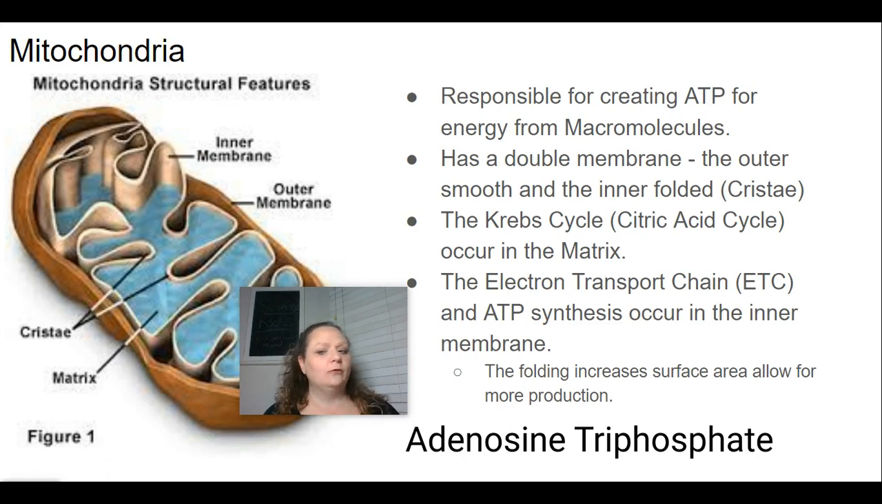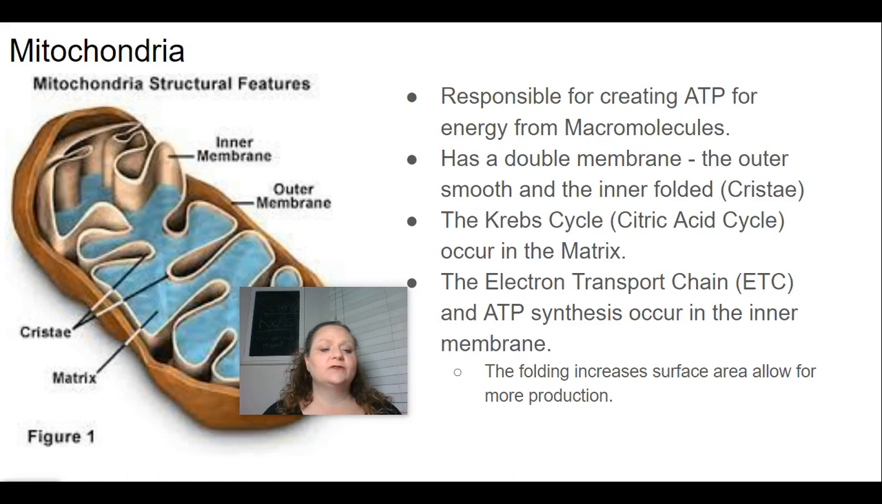The Krebs cycle or citric acid cycle occurs in the interior there, called the matrix. The electron transport chain and ATP synthesis is going to occur also in that inner membrane, but not in the matrix. So again, that increased surface area due to all the folding is really beneficial and allows us to create more ATP, which is a good thing. It's important.